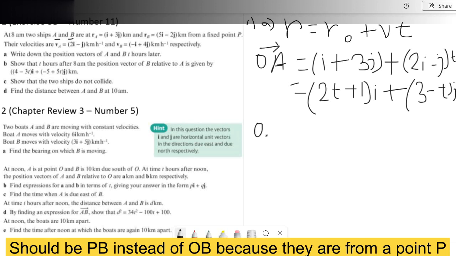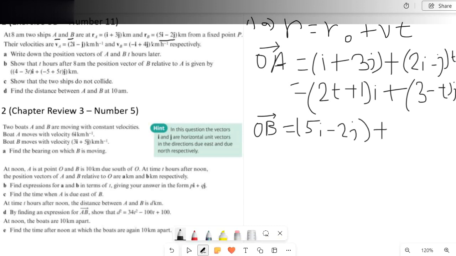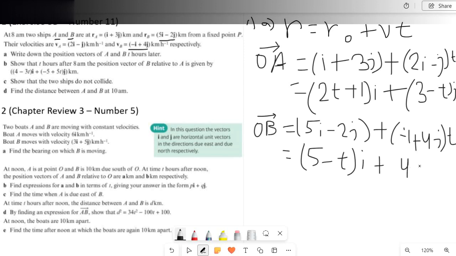And for OB, or the position vector of B with respect to O, we can say that the r0 of B is 5i minus 2j, so 5i minus 2j plus the constant velocity, which is minus i plus 4j, multiplied by t, and simplifying we have (5 minus t) i plus (4t minus 2) j, and this is our answer.